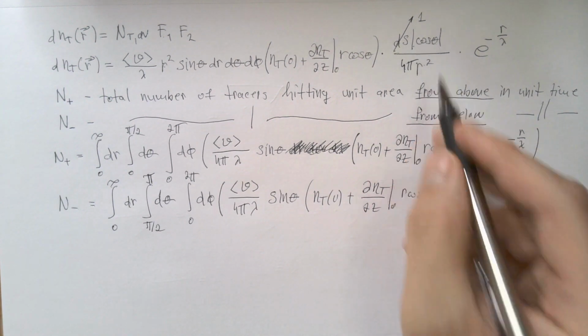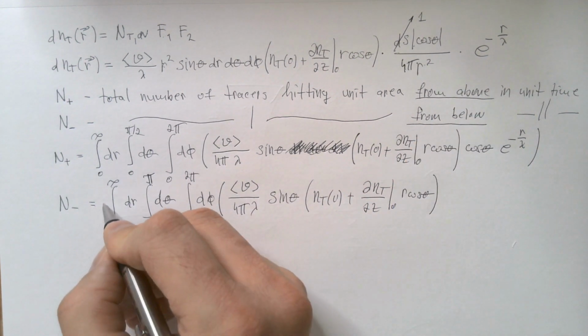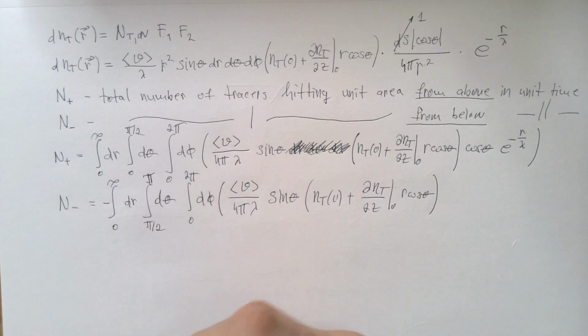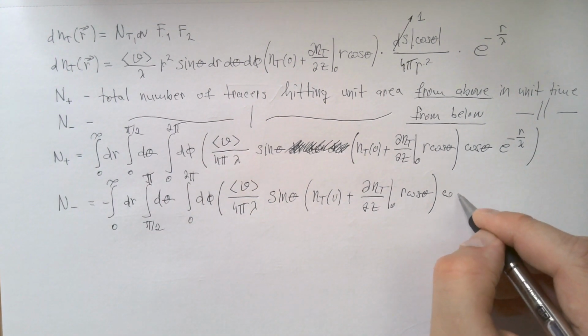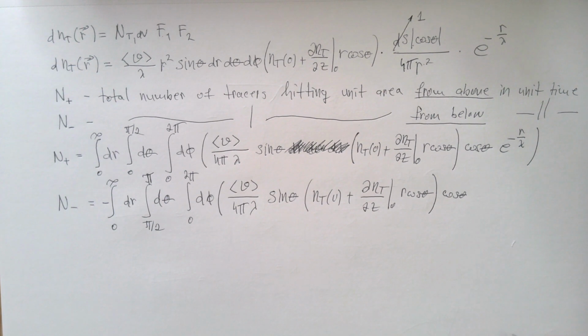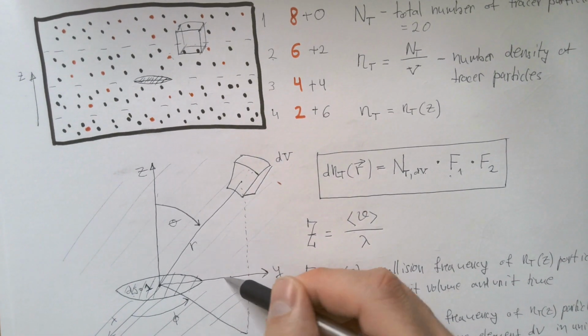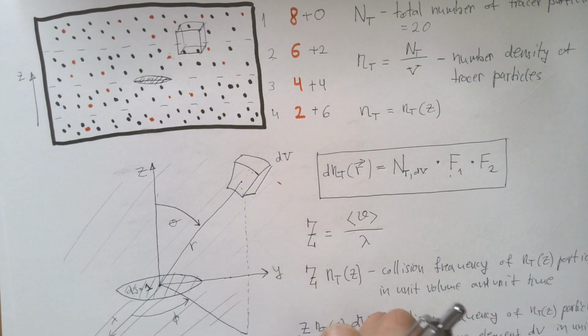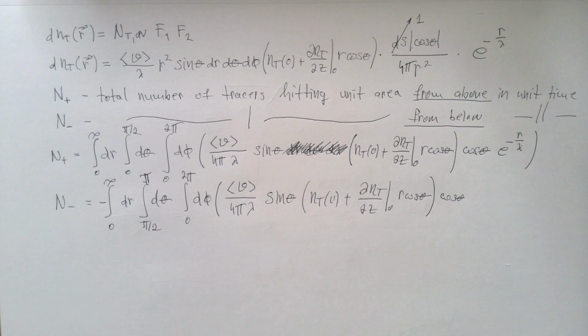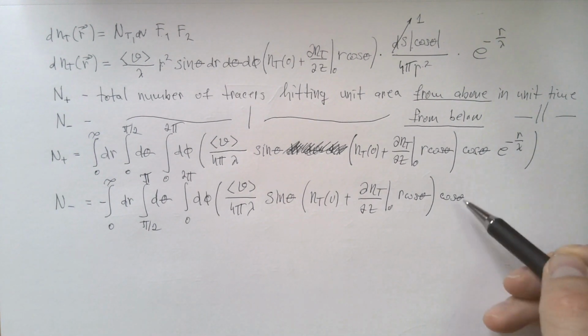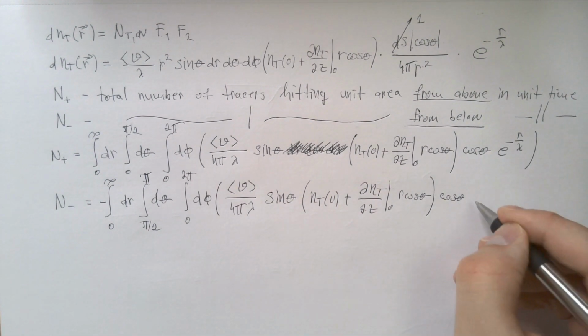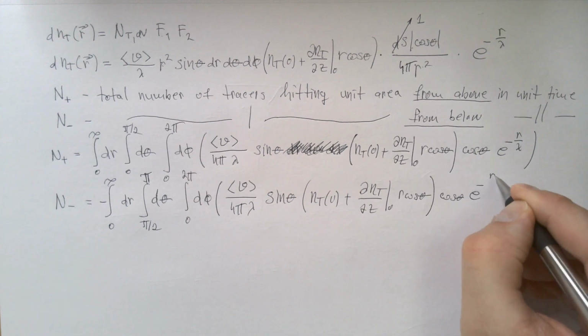Now this absolute cosine theta becomes negative cosine theta. I'll put here a negative. Because cosine of these angles between pi over 2 and pi is negative, and because of this absolute value, that becomes negative cosine theta, times e to negative r over lambda.